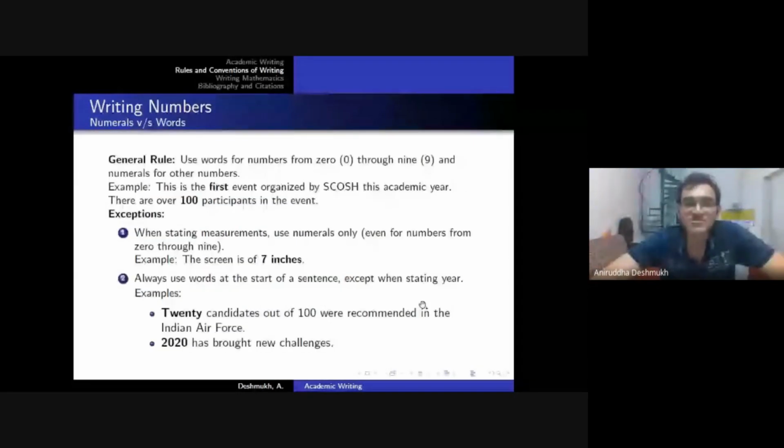Now, the most daunting task in writing an academic document is how to write numbers, because many times we feel that we should write words in place of numbers, and many times we feel that we should write digits in place of numbers. And that is very natural, because throughout our education, we have seen different instances where numbers are represented by digits and where numbers are represented by words. So the general rule of writing numbers is that if the number ranges from 0 through 9, then you should use words. And if the number ranges from 10 onwards, then you should use the digits, that is the numerals.